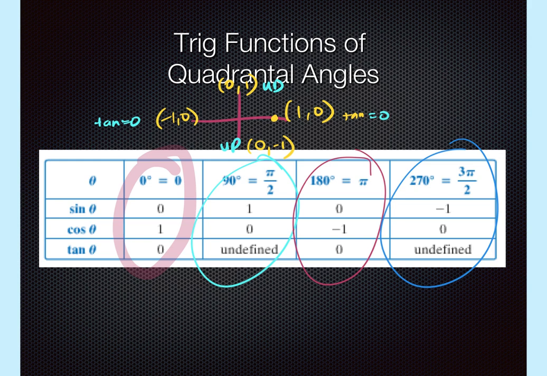These cannot be found with your right triangles. So the quadrant angles, you can't set up a right triangle because there's no way to find tangent of 90 degrees because opposite is the same thing as hypotenuse. It's impossible to find them. You have to know your quadrant angles.